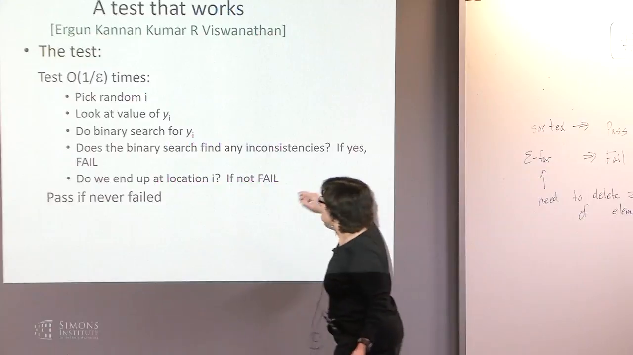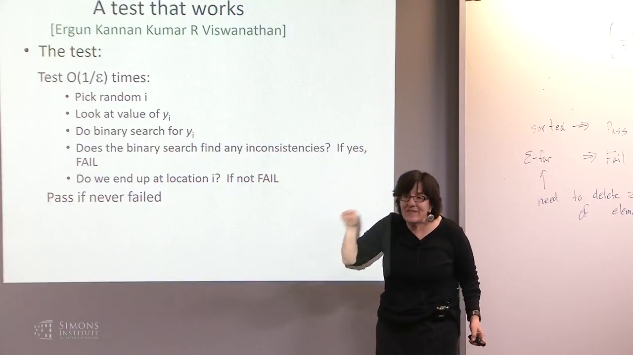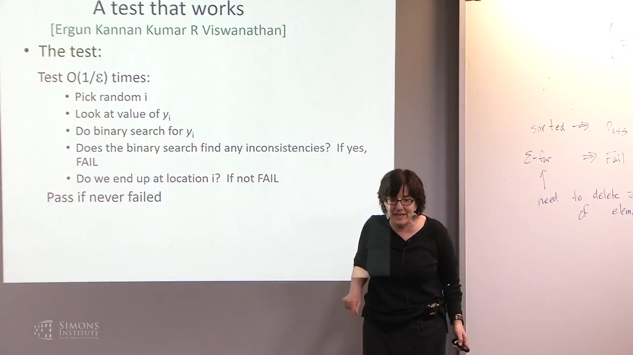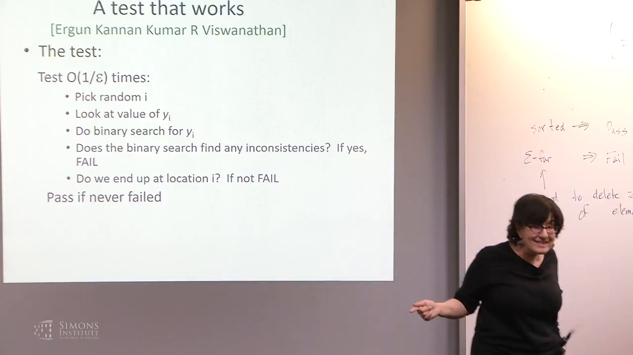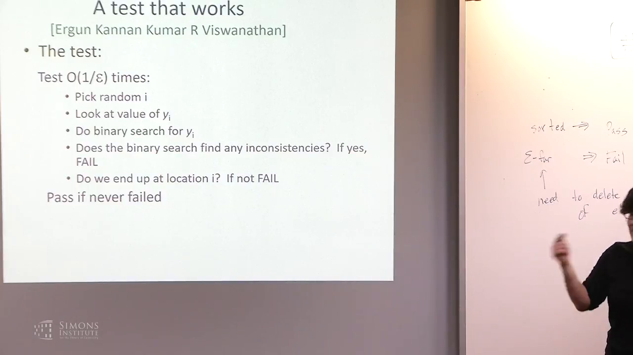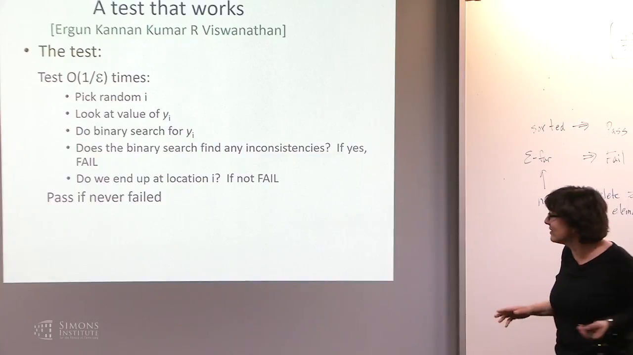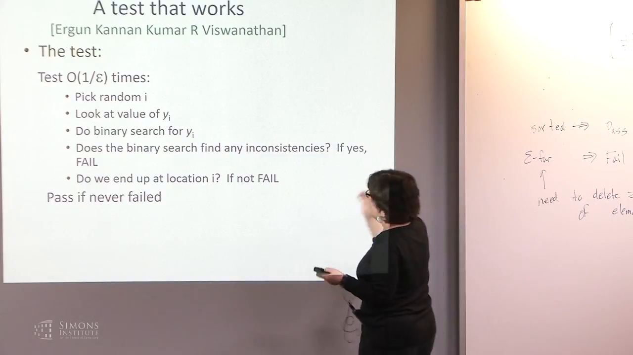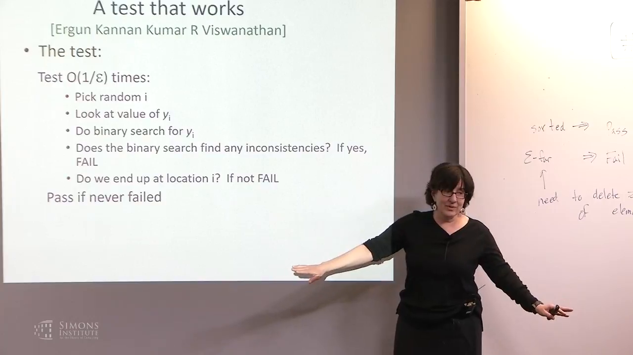So if somehow you didn't end up at the right place, or if you had an inconsistency in the binary search, like you went left and the numbers got bigger, or you went right and the numbers got smaller, that's not good, then you fail this list. You say, this list is not in sorted order.